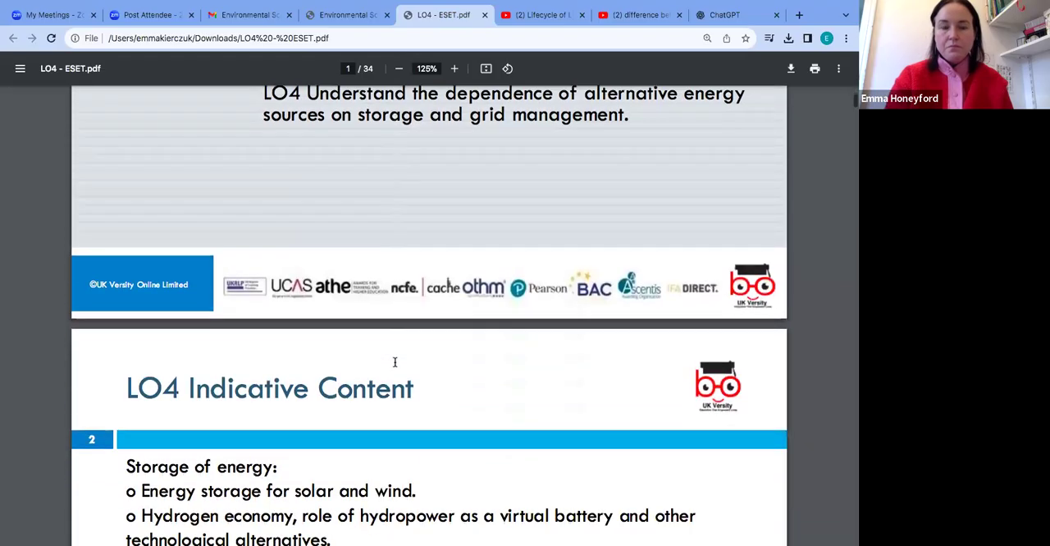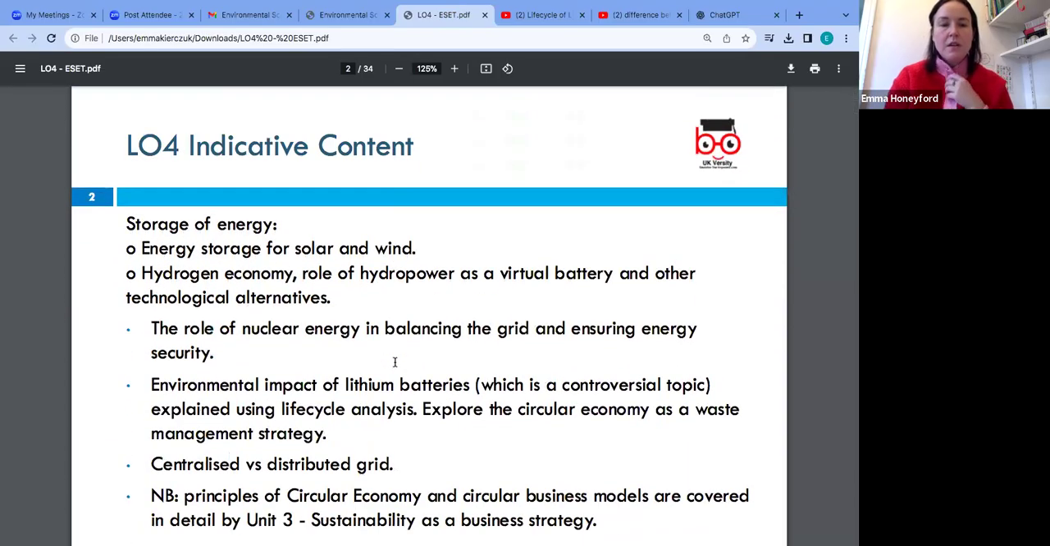Okay. So the indicative content for today. So we're going to cover the storage of energy. So what does it look like? How do we go about storing energy, especially when it can be intermittent for renewable energy? We don't have a constant supply, it may be changeable. So there have been challenges around how we store energy like that.